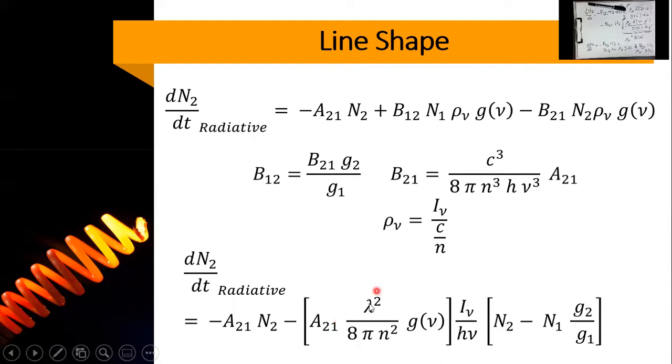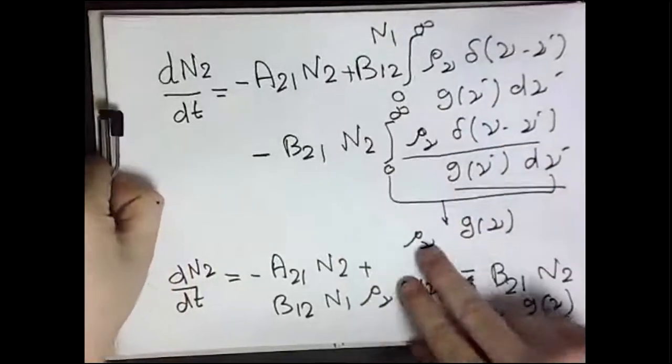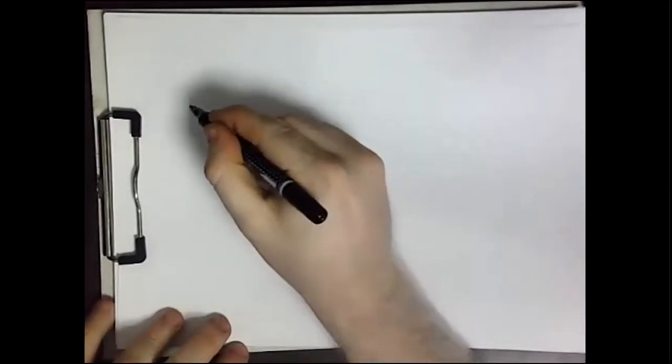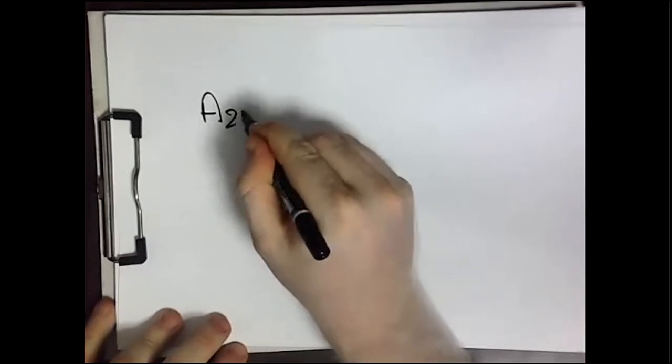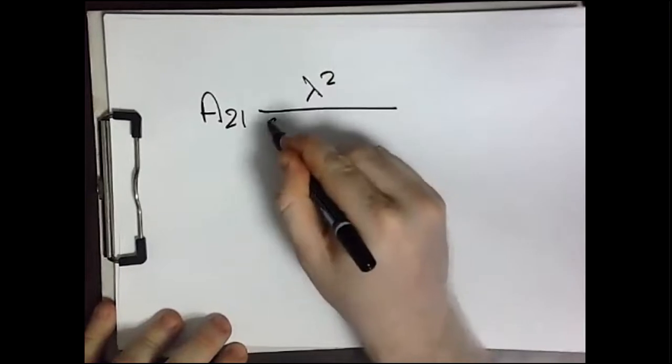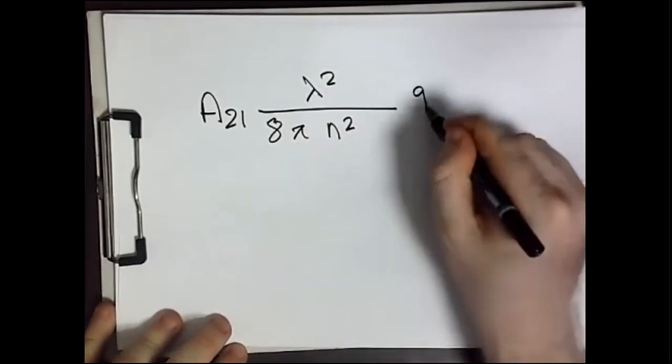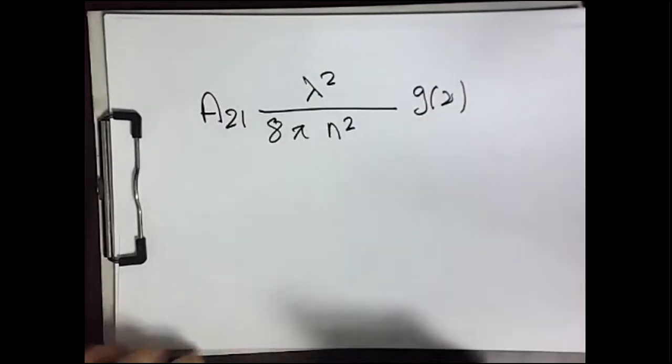Okay, but for a while, let's now focus on the term in brackets: A21 lambda squared over 8 pi n squared G of mu. What I'm asking you to do is to determine the unit of this term. What is the unit of this term? Let's start thinking about that. So the term we are talking about is A21 lambda squared over 8 pi n squared times G of mu. This is the targeted term.